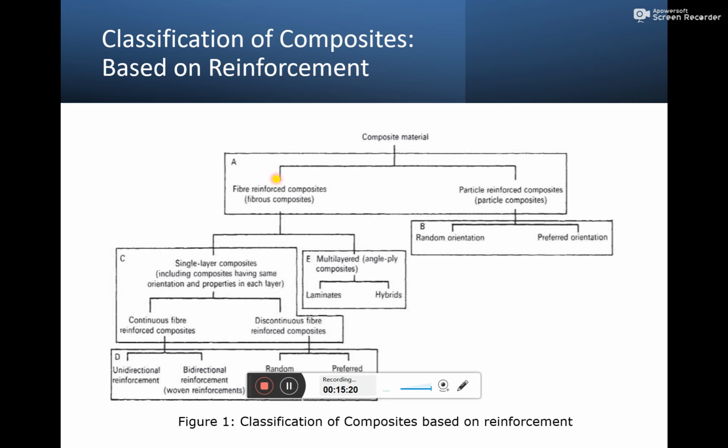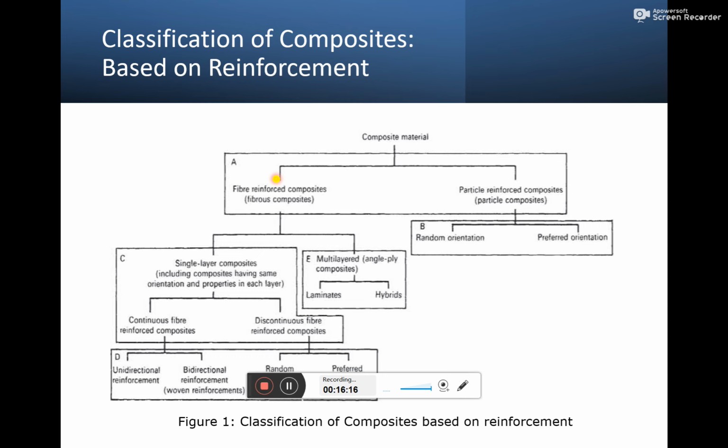Fiber reinforced composites are again classified as single layer composites. These single layer composites are again classified as continuous fiber reinforced composites and discontinuous fiber reinforced composites. One more variation is multi-layered composites, which are again classified as laminates and hybrids. The continuous fiber reinforced composites are subclassified as unidirectional reinforcement and bidirectional reinforcement. The discontinuous fiber reinforced composites are classified as random oriented composites and preferred orientation composites.